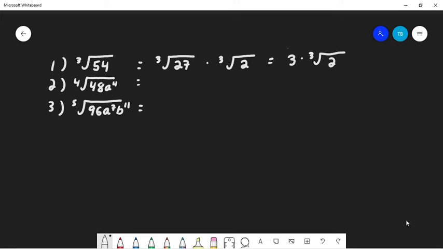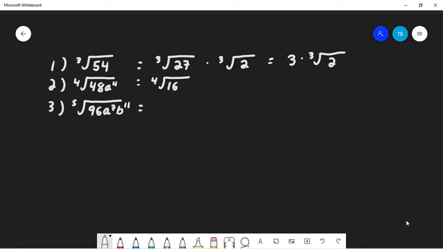This will be a fourth root expression, and we've also added a variable in there. So now we have the fourth root of 48a to the fourth. So how do we simplify this? Well, now we're going to be looking for the highest perfect fourth factor of 48a to the fourth. So I'm going through all the factors of 48 in my head. If you need to write them down to help you, that's fine. So I think the highest perfect fourth factor of 48 is going to be 16. So I'm going to write fourth root of 16.